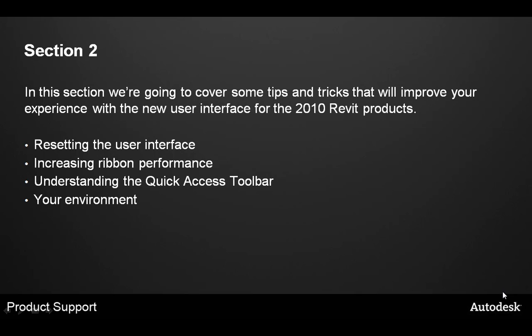In this section of the video, I'm going to cover some of the tips and tricks that will improve your experience with the new UI for the Revit 2010 products. We'll talk about how you can reset your user interface to the standard out-of-the-box version. We'll talk about how you can increase ribbon performance in the Revit 2010 products. We'll talk about the Quick Access Toolbar and how you can understand its feature to get the most out of the tool. We'll also talk about some things on your individual computer that you need to make sure are set up correctly in order to get the most out of the 2010 Revit products.